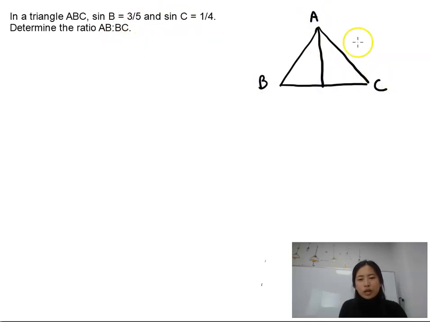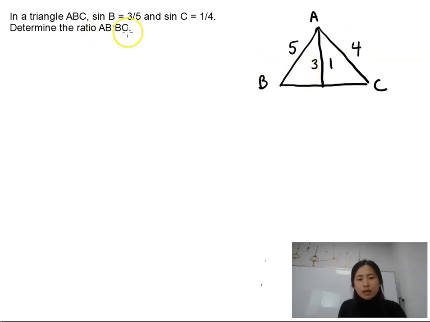Because you're dealing with two ratios, now you can cut your triangle into two right triangles. Then you can reassign this. So you have 3 over 5, so opposite of B would be 3. Then you have hypotenuse, which is 5. Then for C, you have opposite, which is 1. Then hypotenuse, which is 4.